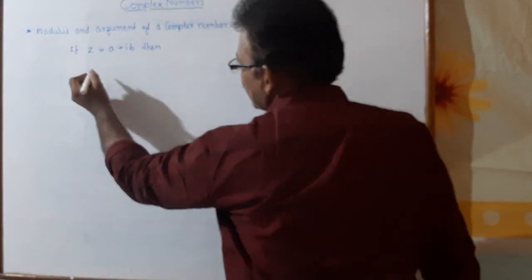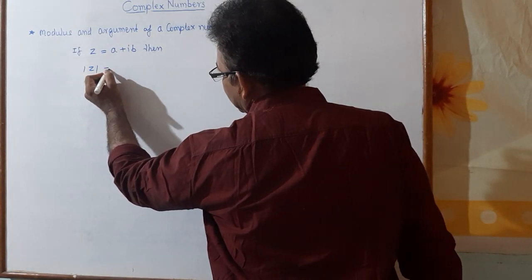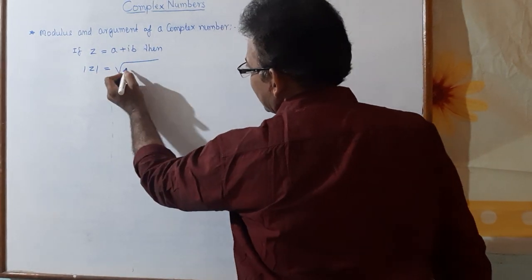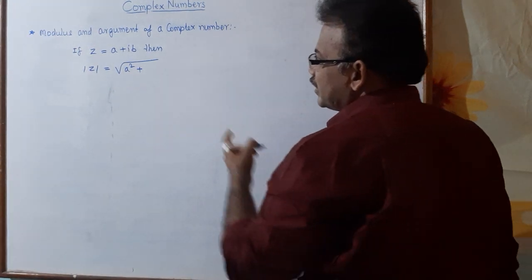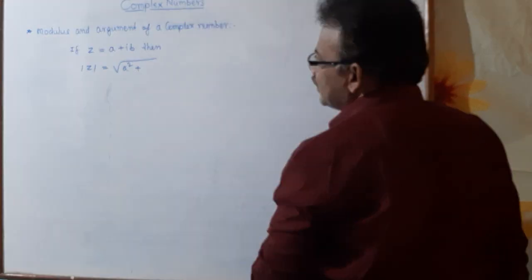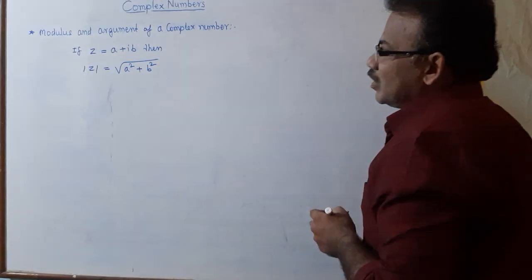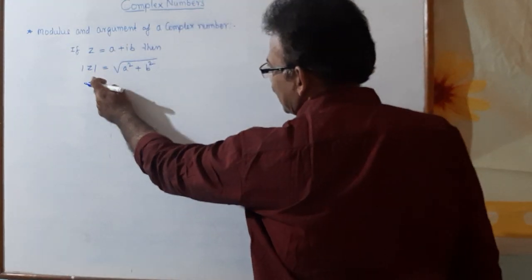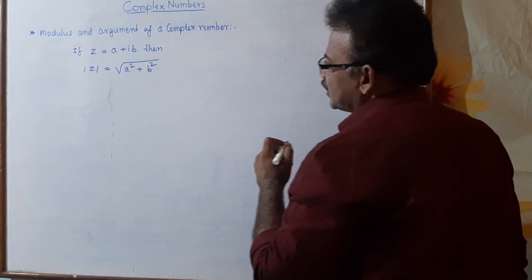The modulus of z, which we denote by this symbol, is defined as the square root of the square of the real part, that is a square, plus the square of the imaginary part. Note that the imaginary part is b here. The coefficient of i means the imaginary part, so take b square, right? So if z equal to a plus ib, then mod z is equal to the formula square root of a square plus b square.